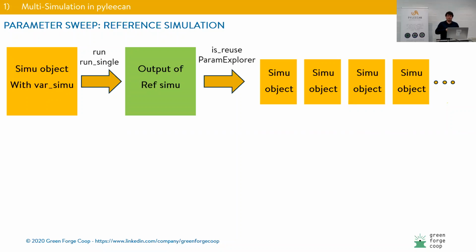So that's the first thing. We copy the reference simulation and change every single parameter according to the ParamExplorer. And then there is the is_reuse.